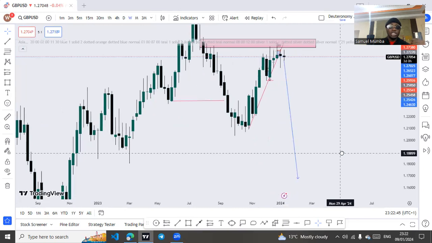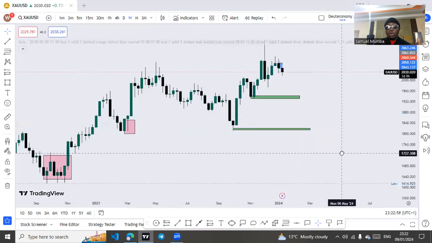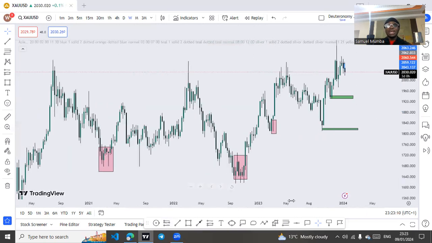This is for GBPUSD. Remember, guys, if dollar index is going up, GBPUSD goes down, EURUSD goes down, AUD goes down as well, okay? Then for gold, same applies to gold, guys. If we have GBPUSD going down, gold is supposed to follow as well, okay? So for gold, we have had this level that has been respected for several years, okay? For several years.